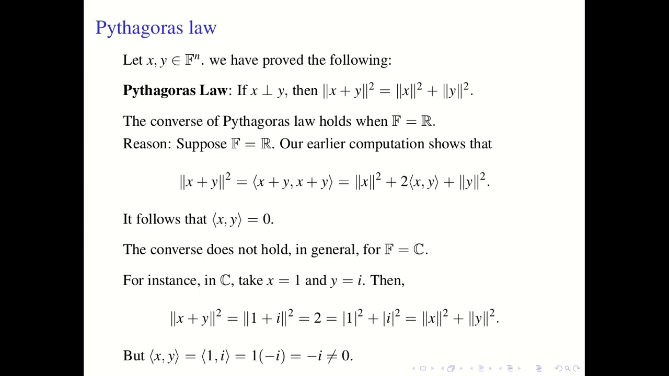For example, if you take x is equal to 1 and y is equal to i, you can see that norm of x plus y square is equal to norm of x square plus norm of y square. But at the same time, inner product 1 comma i is not equal to 0. Therefore, the converse of Pythagoras law does not hold when F is equal to C.